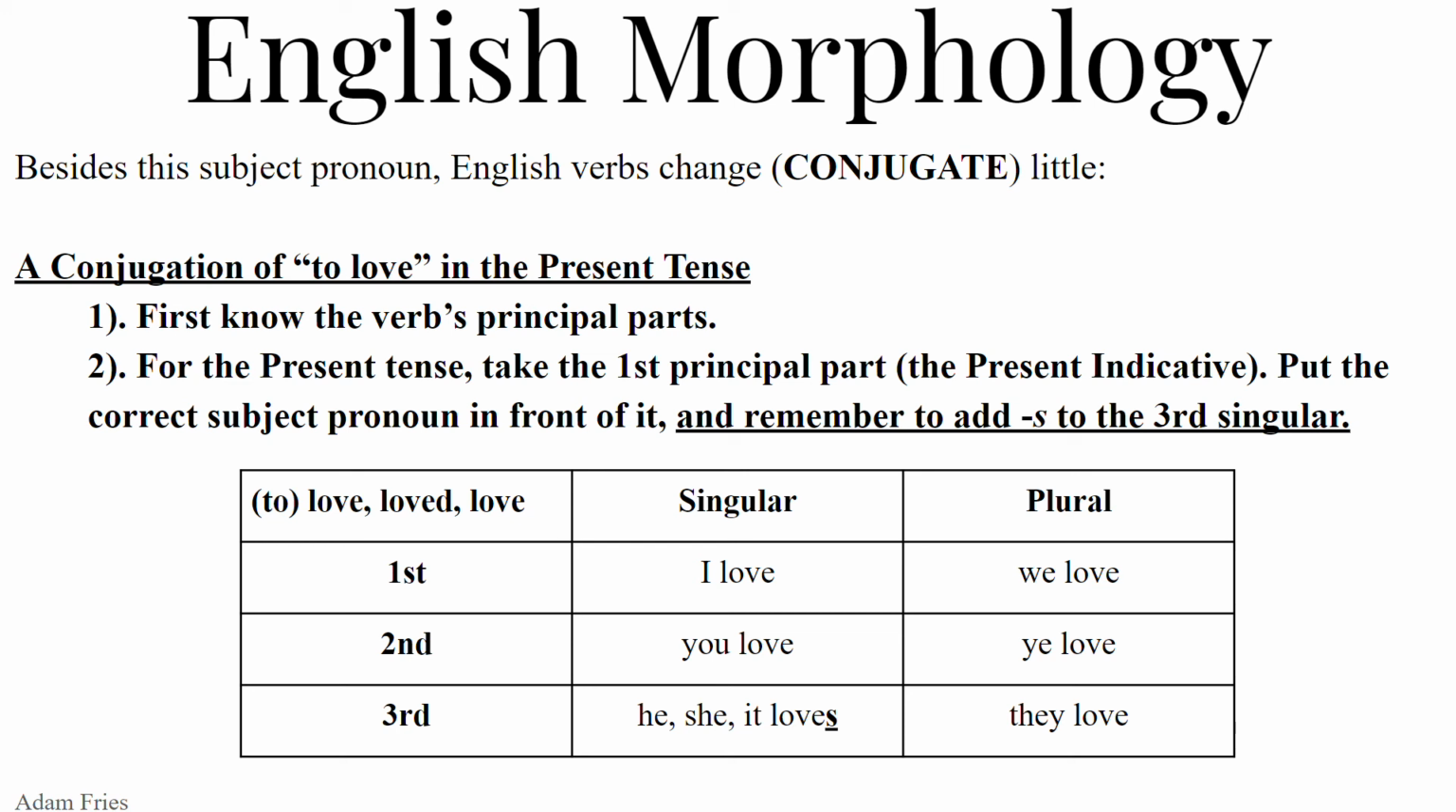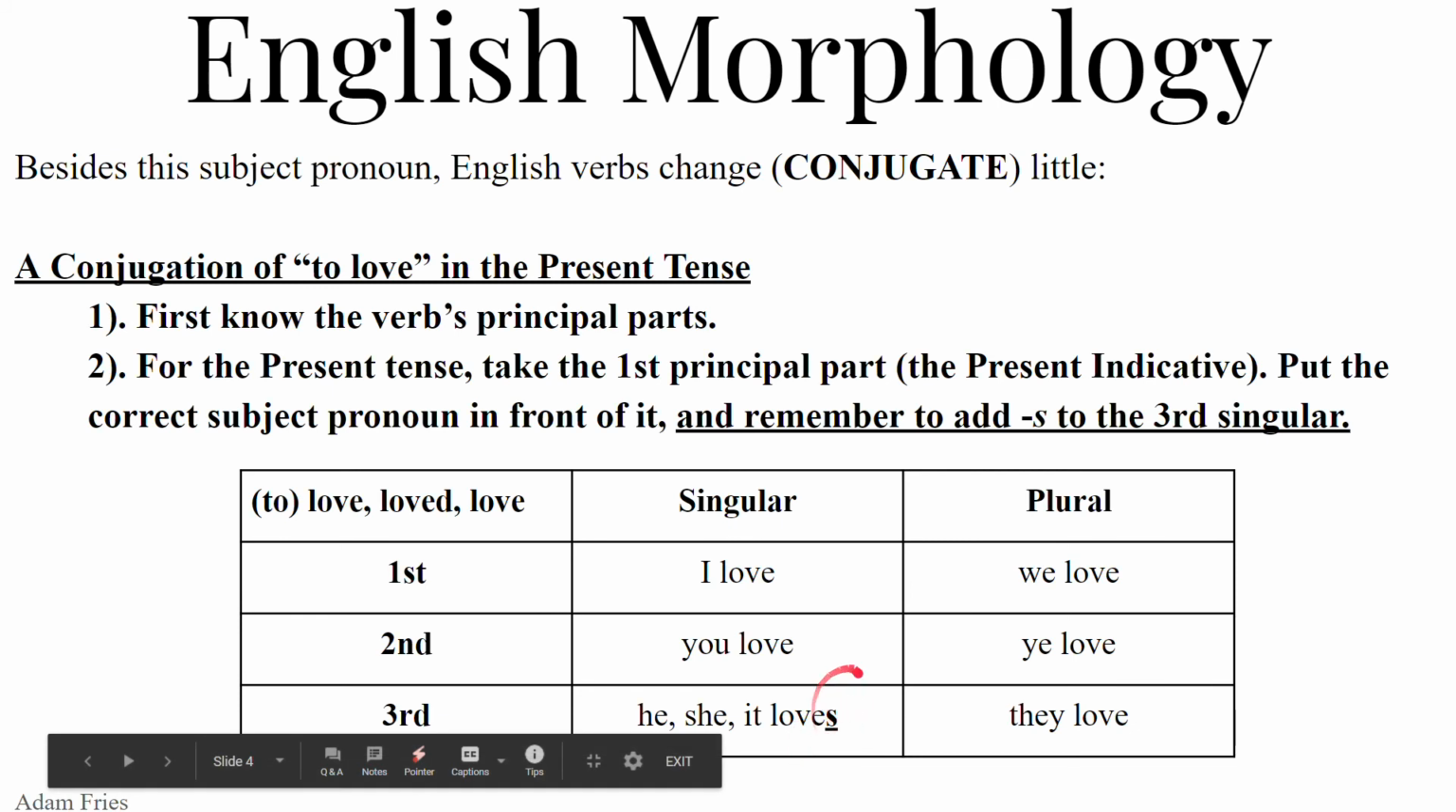I want to love. I loved, the past tense. I have loved. And that's the participle form, the past participle. So you need to know the verb's principal parts, love, loved, and loved. But we're only going to work with the first one for the present tense. So you take the first principal part, that's the present indicative, that's love. All you've got to do is put the correct subject pronoun in front of it. I, you, he, she, it, we, ye, or they. Just remember to add the S to the third person singular, so you get loves.